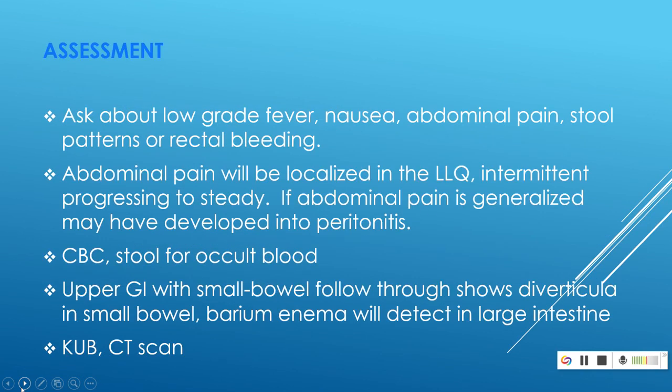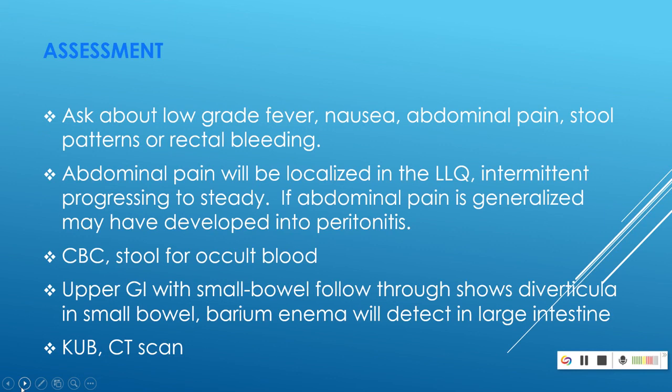Assessment. We're going to ask them about a low-grade fever. Why? It's an inflammatory process. Nausea, abdominal pain. The abdominal pain would be over in the left lower quadrant. Need to know about their stool patterns. Have they been having frequent diarrhea stools, or have they been having trouble having a bowel movement? Are they constipated? Or they could even have some rectal bleeding.